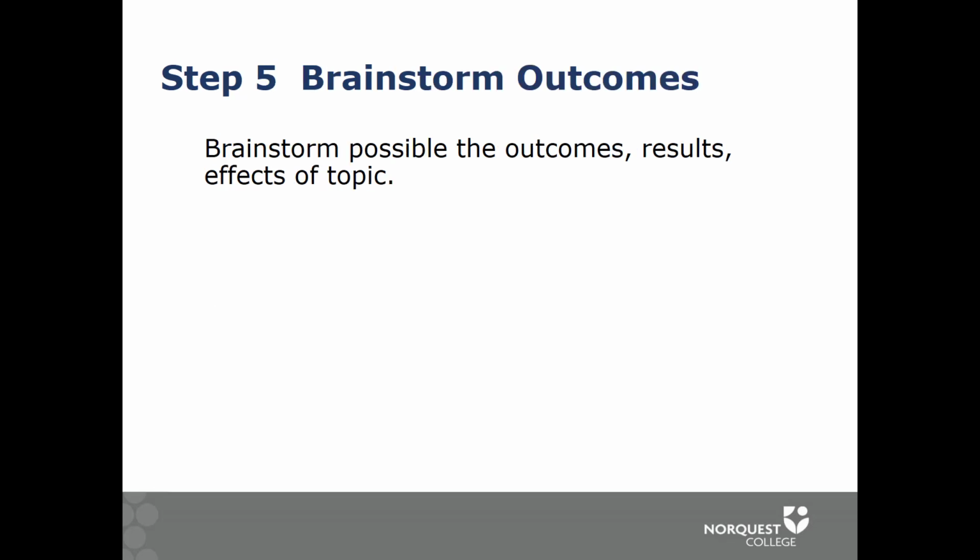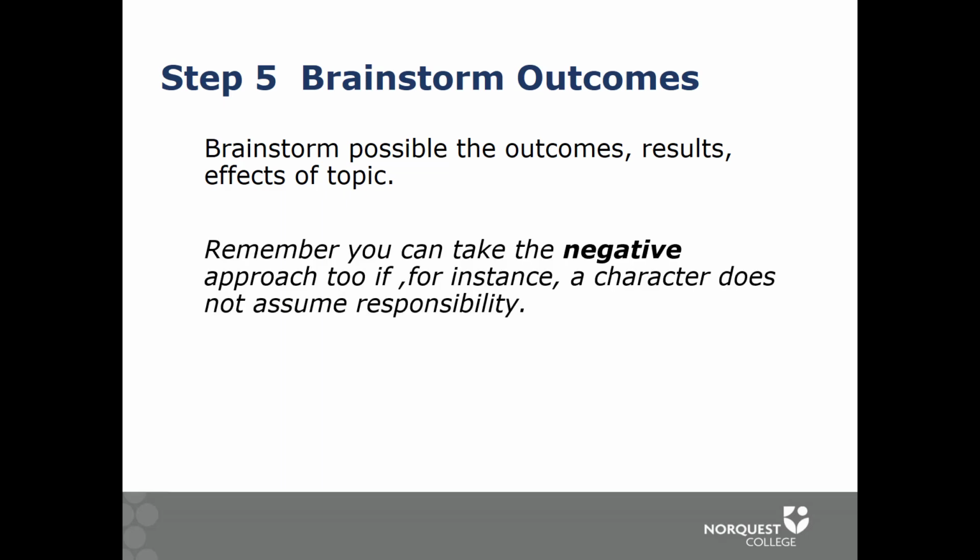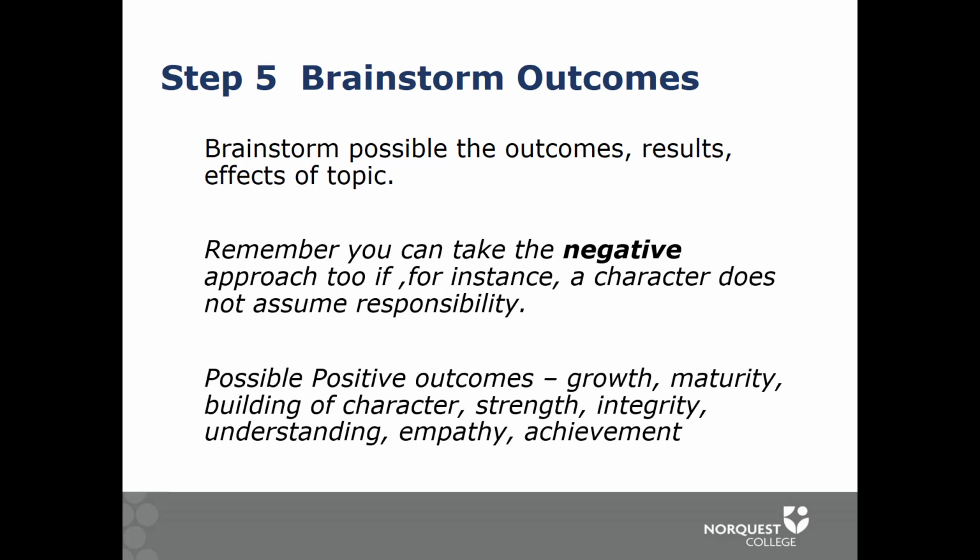Brainstorm the outcomes is step 5. Brainstorm possible outcomes, results, effects of the topic. Remember, you can take the negative approach too if, for instance, a character does not assume responsibility. And possible positive outcomes you might look at in any of your questions might be growth, maturity, a building of character, a strength and integrity, greater understanding, greater empathy, achievement or success.